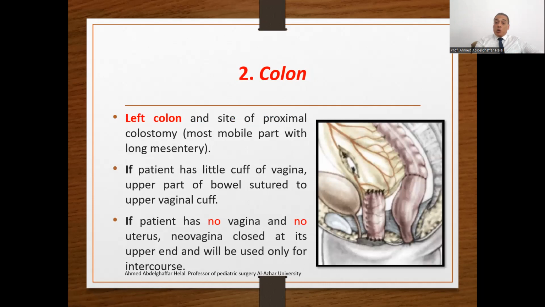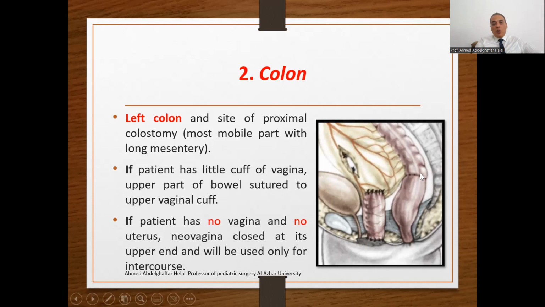The second choice is the colon, especially the left colon and the site of the proximal colostomy, due to being a more mobile part with a long mesentery. And if we have a little cuff of the vagina, the upper part of the colon is sutured to the upper vaginal cuff to complete the vagina to reach the distance. If there is no vagina at all, no uterus, the new vagina created will only act for intercourse, not more. So the colon can be used to augment or replace the missing vagina.